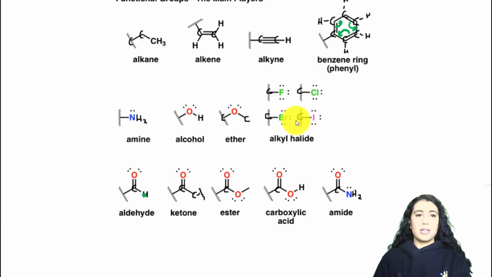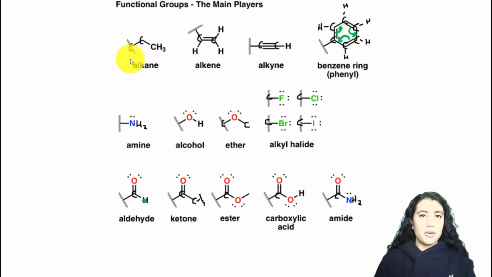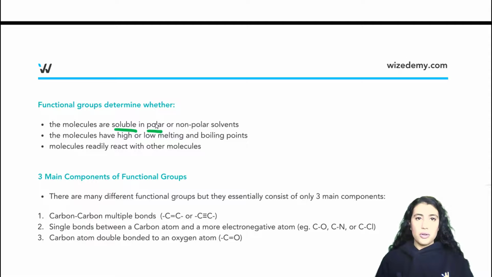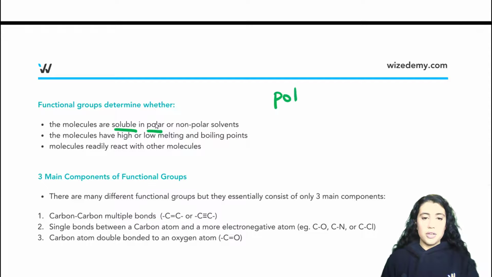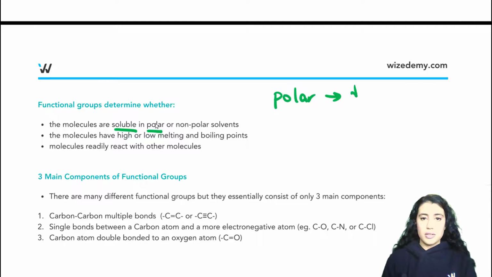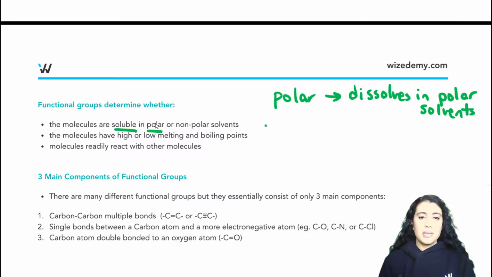Whereas if we compare that to, let's say, the alkane, it's just a very large carbon chain, and there is no polarity there, and so it's a non-polar molecule. So just knowing functional groups can help us get an idea of if something is soluble or something is polar. So if something is polar, it's going to be able to dissolve in polar solvents. Whereas if something is nonpolar, then it likes to be around things that are like it. So it likes to dissolve in other nonpolar solvents.